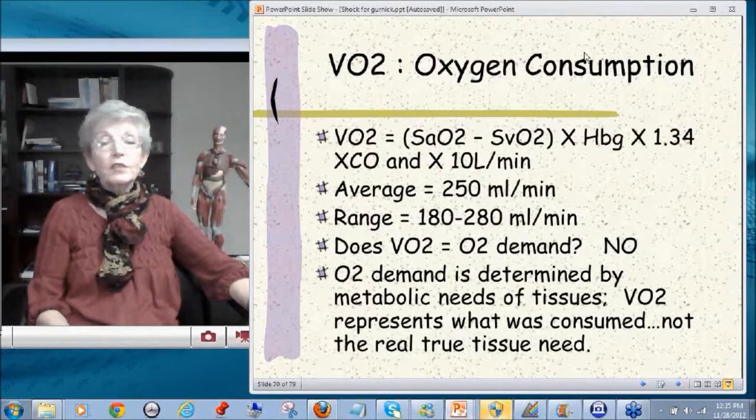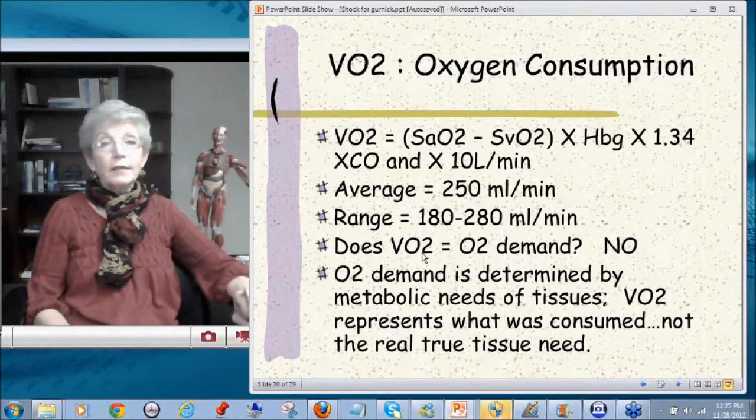So let's look at oxygen consumption, pardon me. And you can do this big old fancy equation, but why bother? We'll just look at what the norms are. The average range of oxygen consumption is around 250 mL a minute.